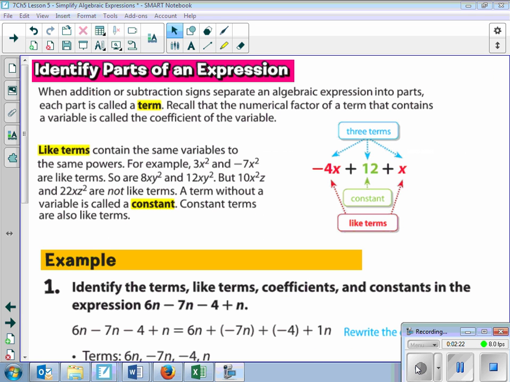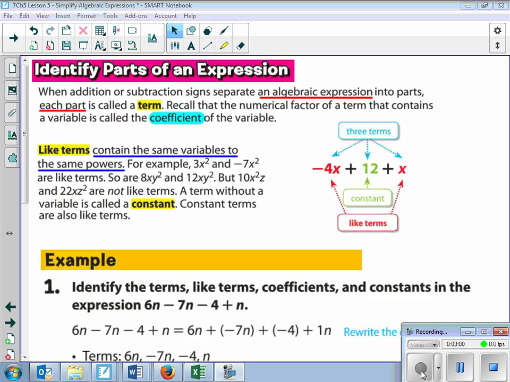So here we're going to identify parts of an expression. When addition or subtraction signs separate an algebraic expression into parts, each part is called a term. Please make sure you write down that definition. So a term is each part of an algebraic expression. Here's a reminder: recall that the numerical factor of a term that contains a variable is called a coefficient of the variable. So the number in front of the variable is called the coefficient.